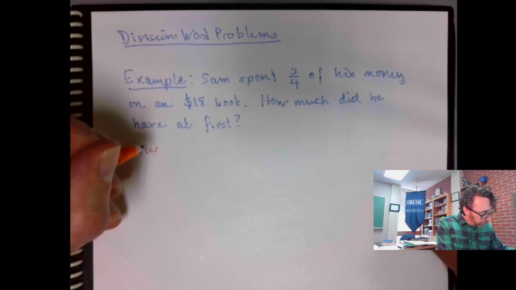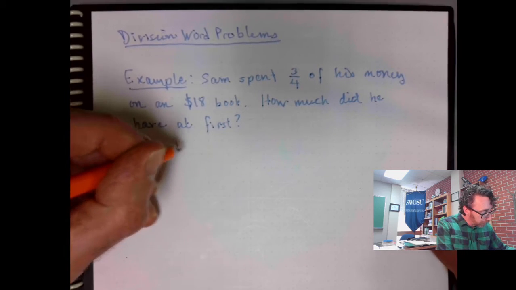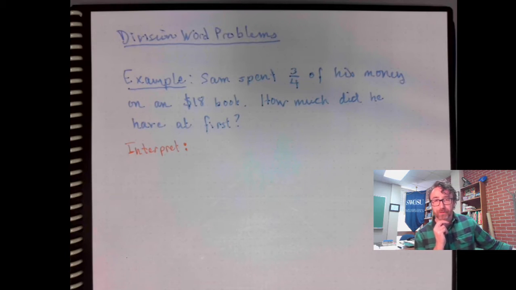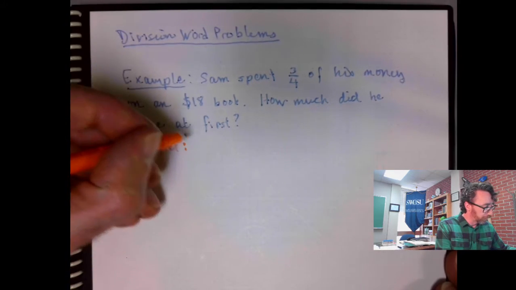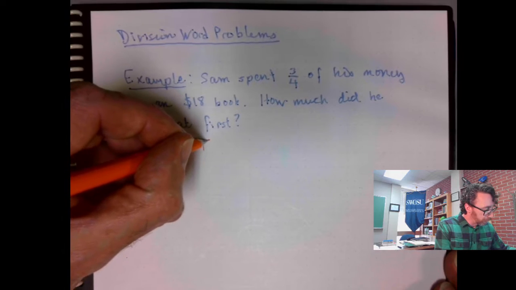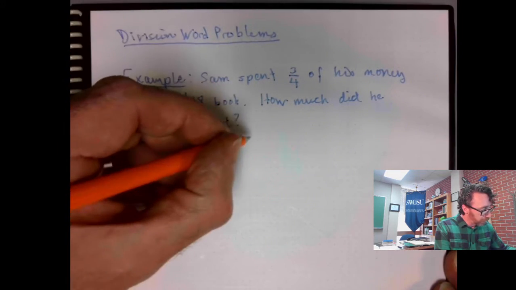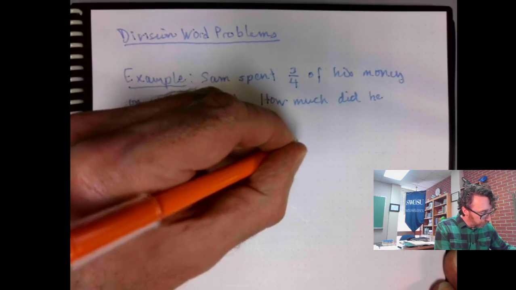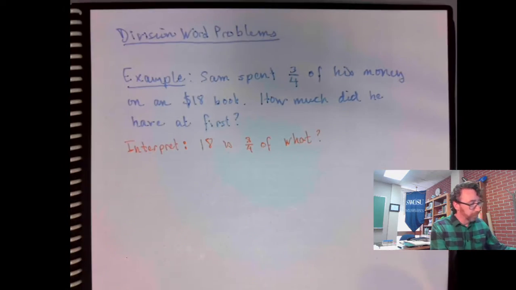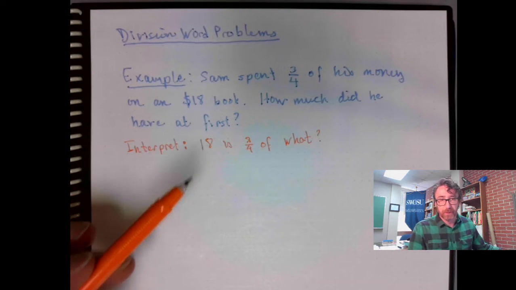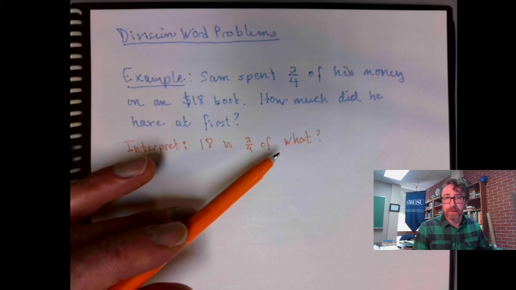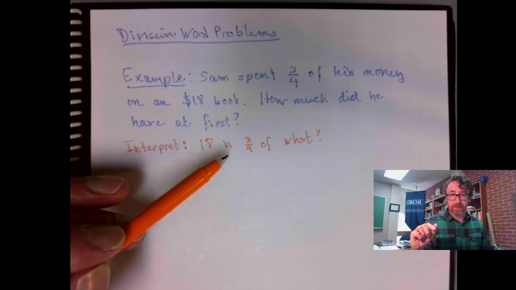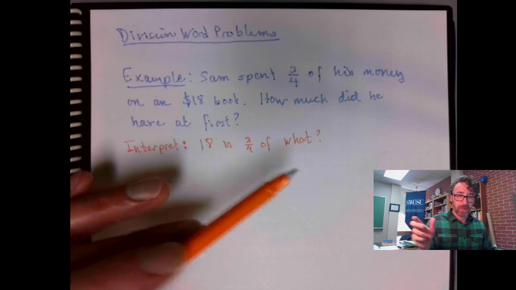One thing that I think is helpful to do is to interpret what we're being asked to find. So what we need to do is: 18 is 3/4 of what? Okay, so that's the question we have to answer. The what, in this case, is going to be the total of the money that he had before. So 18 is 3/4 of what?